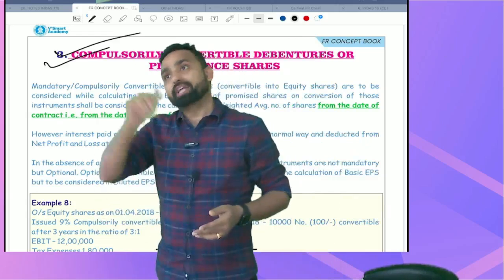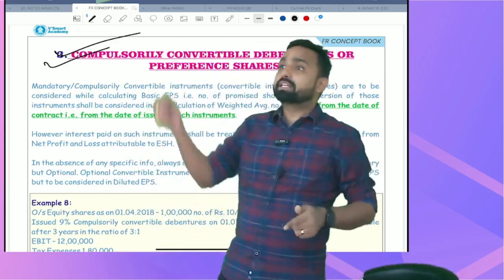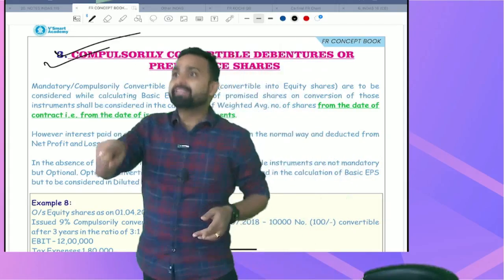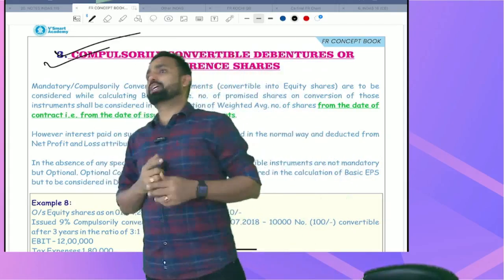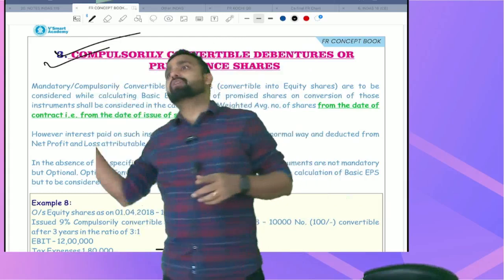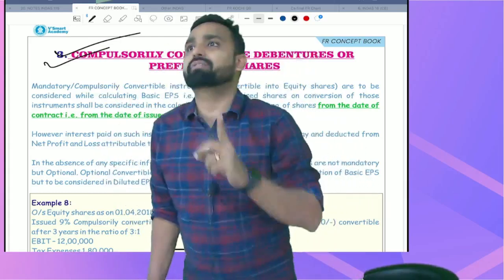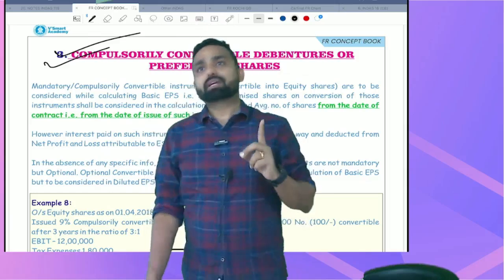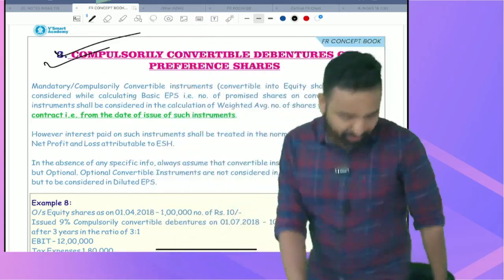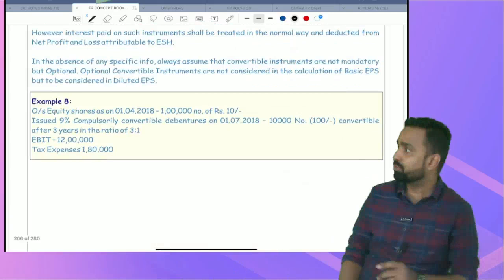From today, you take 50,000 as equity shares in the basic earnings per share. You don't treat them as potential equity. You don't treat them under diluted only. You treat them under basic only, if that is compulsorily convertible into a fixed number. Guys, are you understanding or not? So let's do one question. Example 8. Please do it right now.